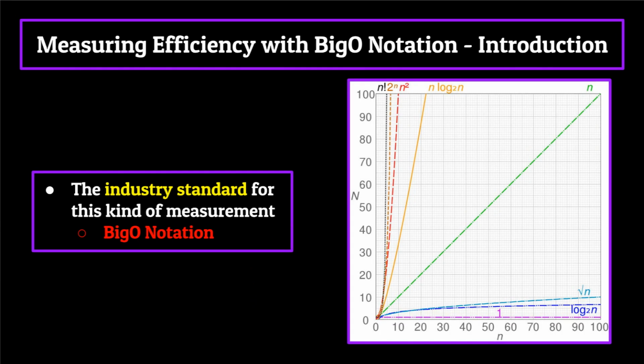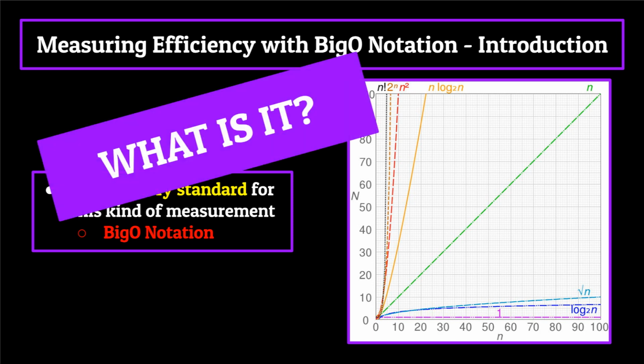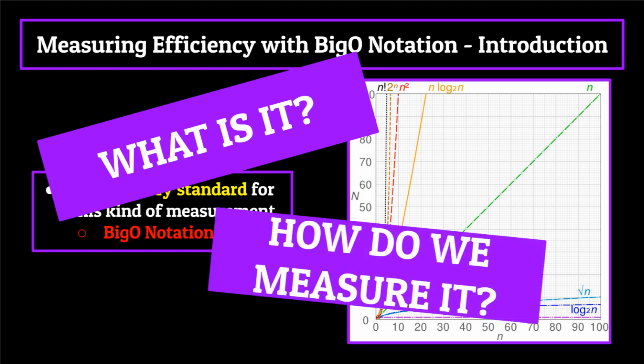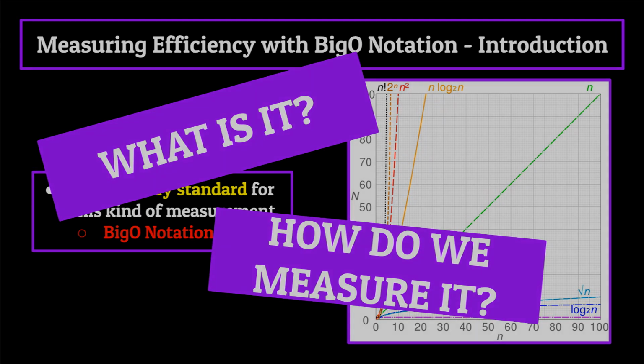As we briefly mentioned before, the industry standard for this kind of implementation is Big O notation. So what exactly is Big O notation, and how do we measure it for a specific data structure? Well, that's what we'll be covering in this segment. For most of the basic and intermediate data structures in this series, we're going to be spending some time talking about its efficiency using Big O notation, so this is definitely a topic you're not going to want to skip. With that being said, let's begin.